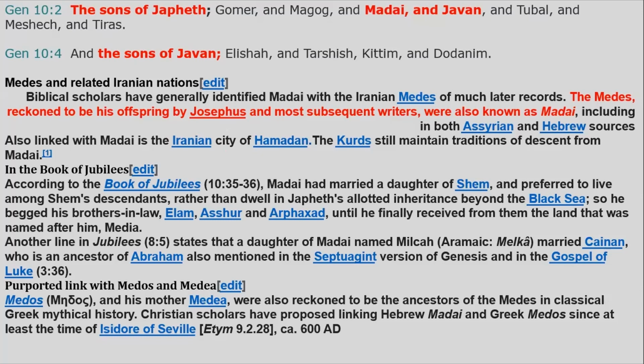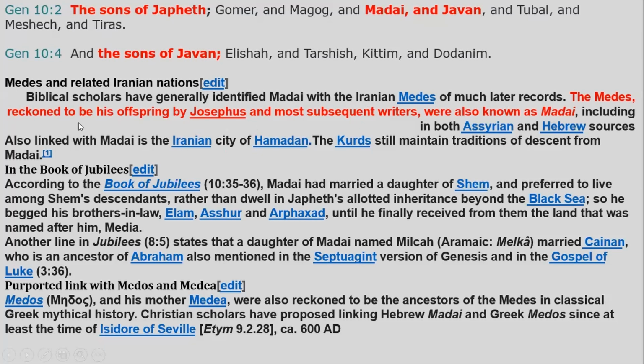And then the sons of Javan, we mentioned all of these. These were the people in the islands in the Mediterranean Sea. Now, let's look at some of this history. It says Bible scholars have generally identified Medea with the Iranian Medes of much later records.